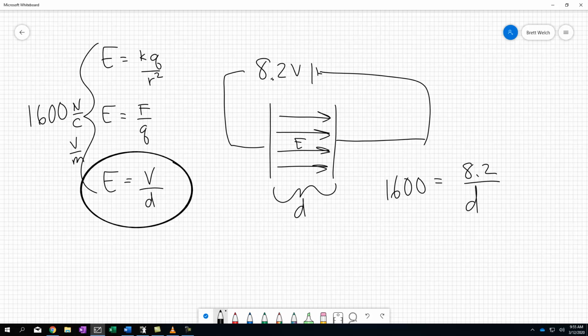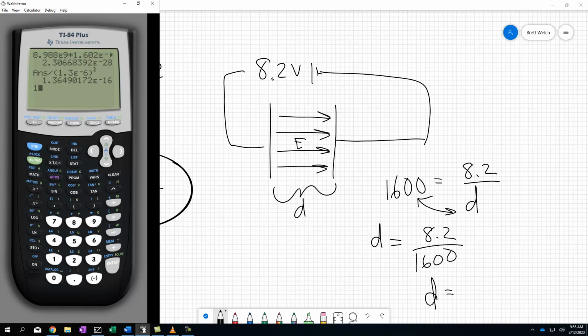And I just taught this the other day in my Algebra 2 classes. What's that called? The old Welcheroo. We did the old Welcheroo to get D equals 8.2 over 1600. And what is the distance between the two plates? Got your calculators. 8.2 divided by 1600 comes out to 0.0051.